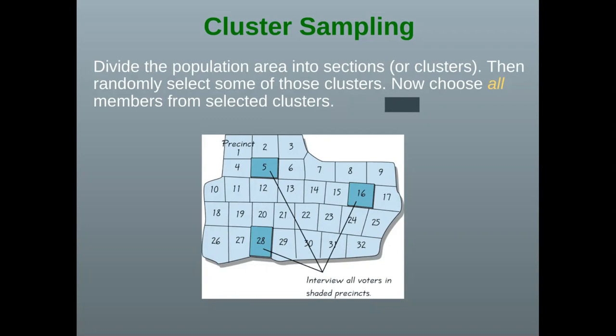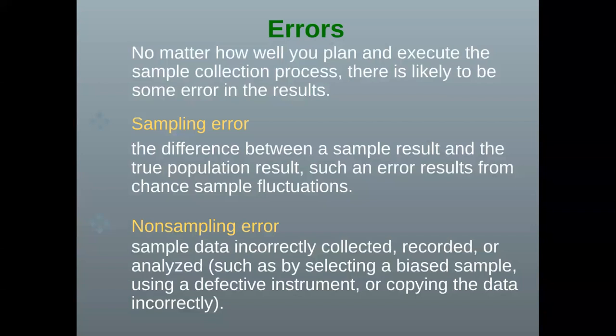Errors, types of errors. We're almost done. No matter how well and perfectly executed your plan and your sample is and your statistic and your analysis, you're a human. Humans are involved in the process. There's potential for errors. Okay.